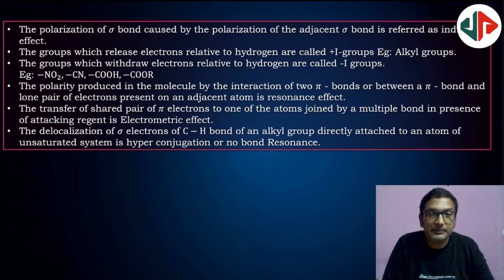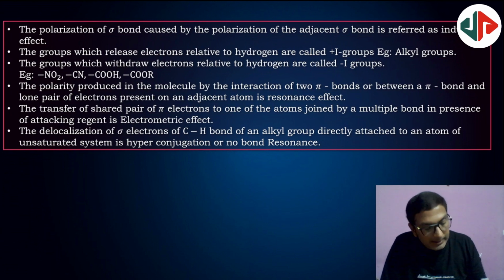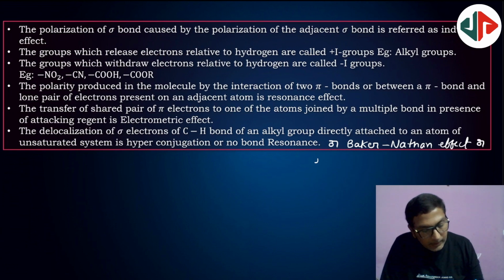Electromeric effect. Next, delocalization of sigma electrons of the C-H bond of an alkyl group directly attached to an unsaturated system is hyperconjugation or no bond resonance or Baker-Nathan effect or sigma-pi conjugation.